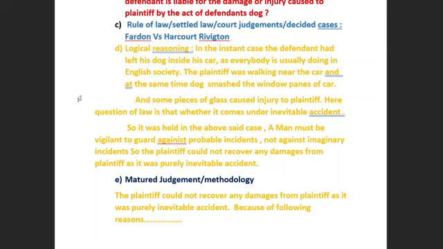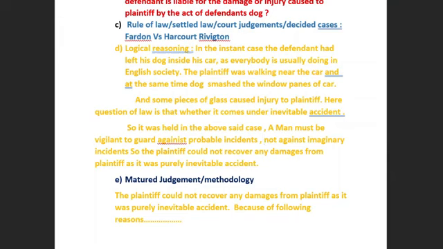That means there will be so many cases going to court, but there is settled law. So what is the ruling in the decided cases? Those things we have to understand. Here it was held that a man must be vigilant to guard against the probable incidents, not against the imaginary incidents. So the plaintiff could not recover any damages from the defendant as it was purely an inevitable accident.